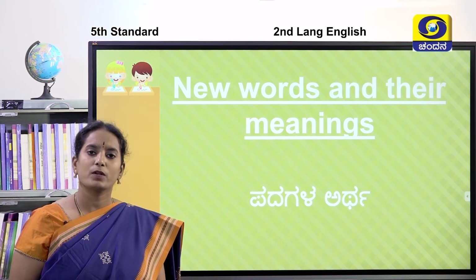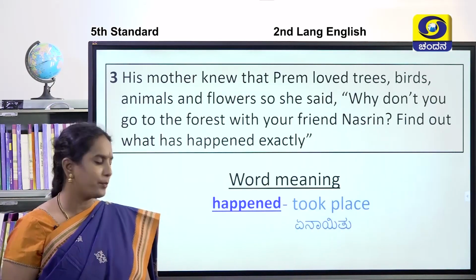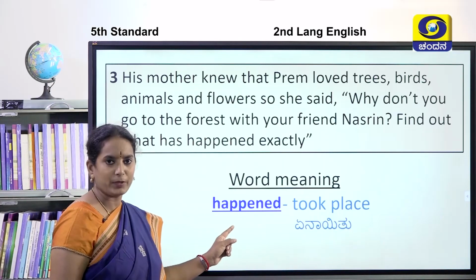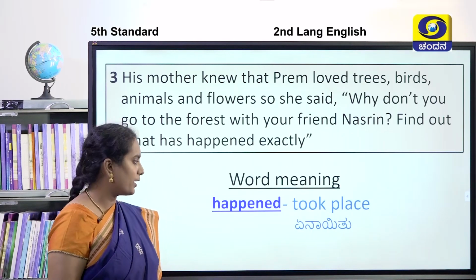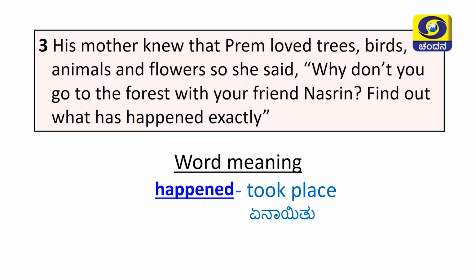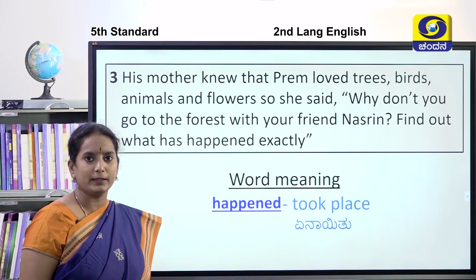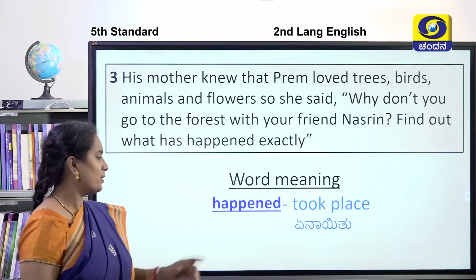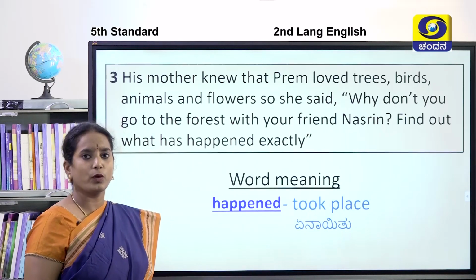New words andre hosa padagala artha. The first word is happened. Happened means took place. In Kannada, ಏನಾಯಿತು. In the lesson you can see, find out what happened exactly. ಅಂದ್ರೆ ಏನರ್ಥ? ಹೋಗಿ ಕಾಡಲ್ಲಿ ಏನಾಯಿತು ಅಂತ ತಿಳ್ಕೊಂಡು ಬಾ ಅಂತ ಅವರಮ್ಮ ಹೇಳ್ತಾರೆ ಅಲ್ವಾ? So in English, find out what has happened exactly. So the meaning for happened is took place. ಏನಾಯಿತು. Let's move on to the next word.